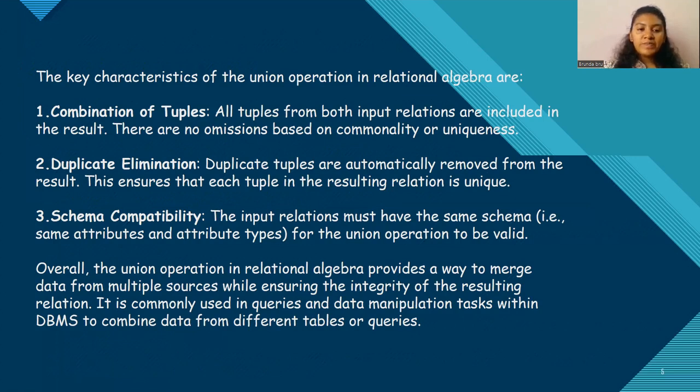Schema compatibility. The input relations must have schema compatibility, that is, the same attributes and attribute types, for the union operation to be valid. Overall, the union operation in relational algebra provides a way to merge data from multiple sources while ensuring the integrity of the resulting relation. It is commonly used in queries and data manipulation tasks within DBMS to combine data from different tables or queries.